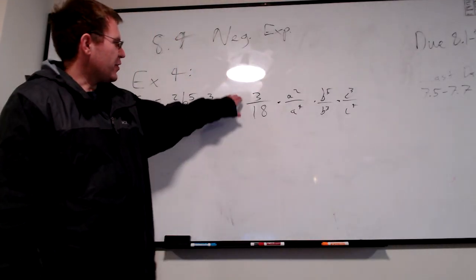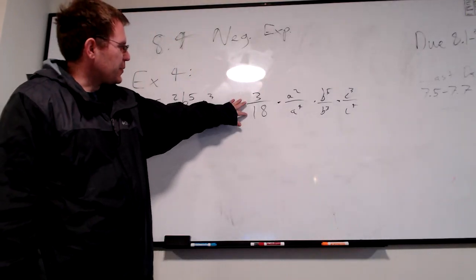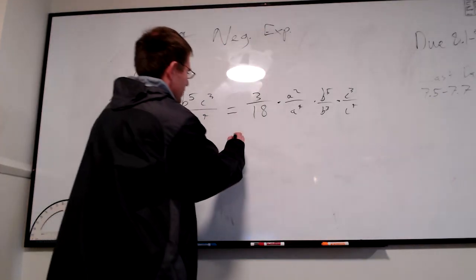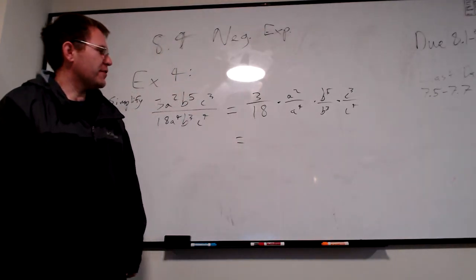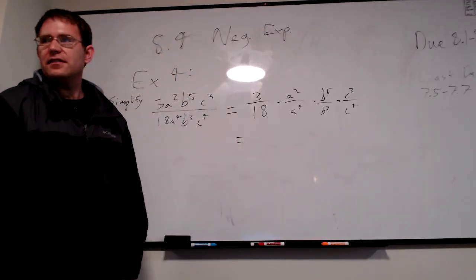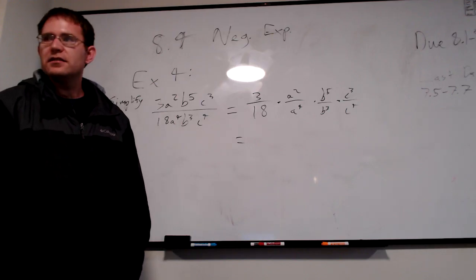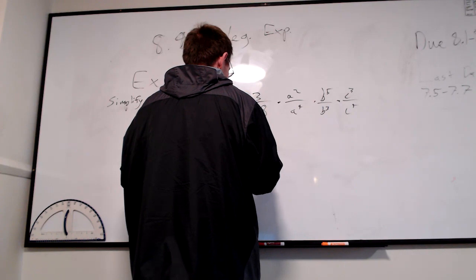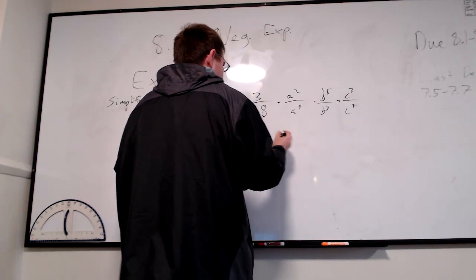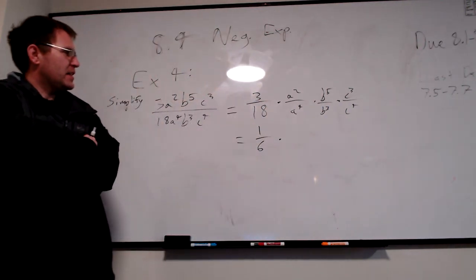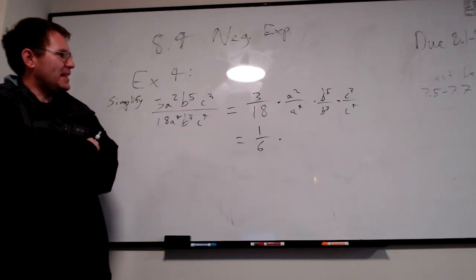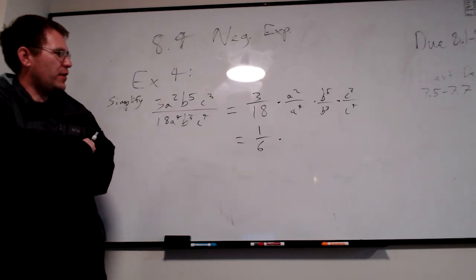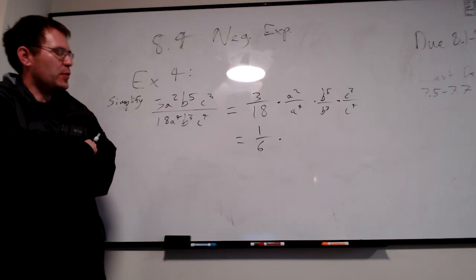Okay, so this can simplify down to what? 3 over 18 is the same as 1 over 6. Yes, 1 over 6. Okay. A to the second over A to the fourth is the same as what?